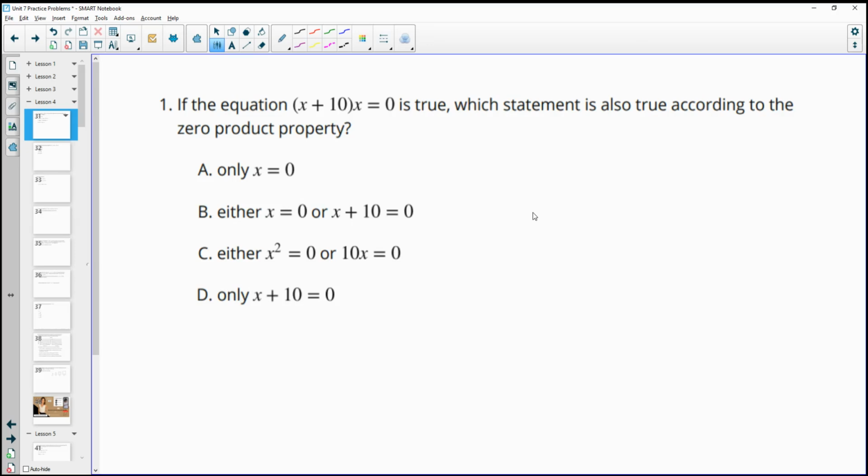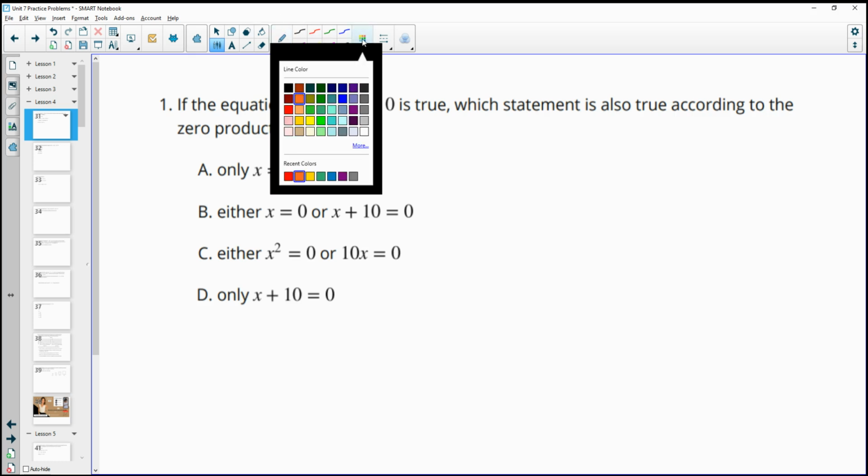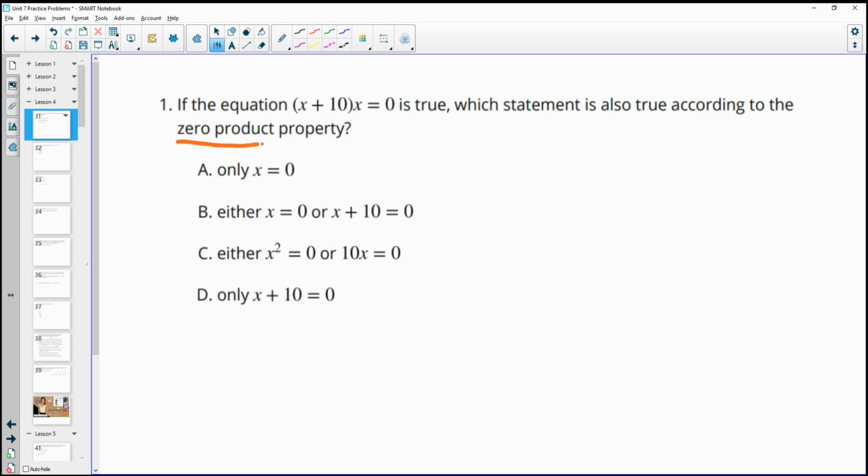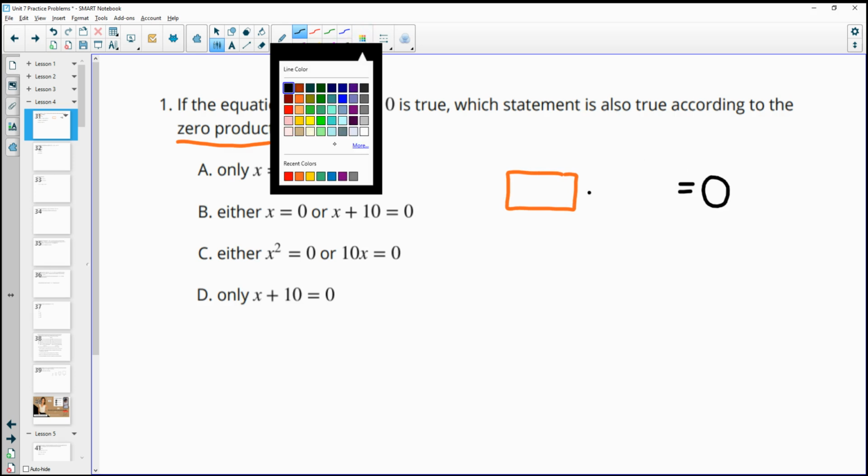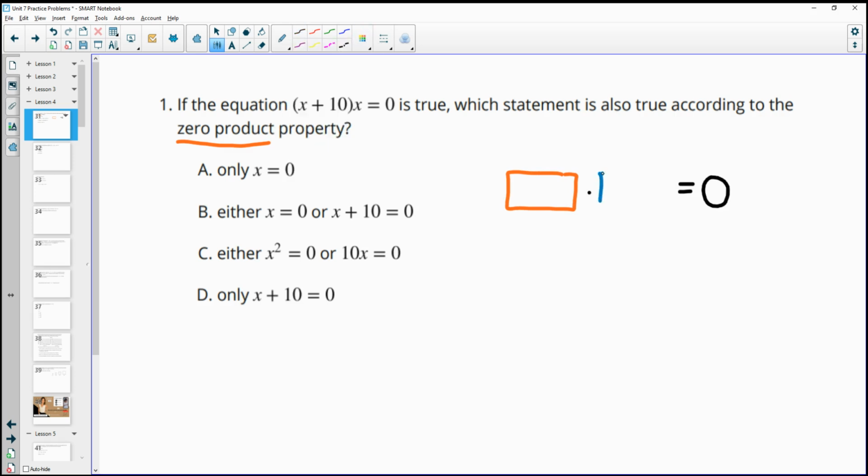Number one, if the equation x plus 10 times x equals 0 is true, which statement is also true according to the zero product property? So the zero product property states that anytime we have a product, meaning things multiplied together, if those two things or more equal 0, then one of the factors has to be 0, or one of the things being multiplied has to equal 0.